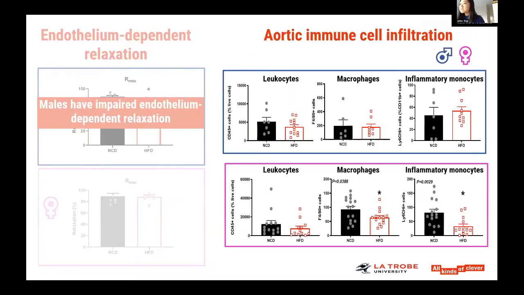Next, when we look at the immune cells, we see that there is a response in the innate immune system. Specifically, we see a decrease in the number of macrophages as well as inflammatory monocytes only in the females, which is interesting because we don't see any changes in immune cell infiltration in the males.